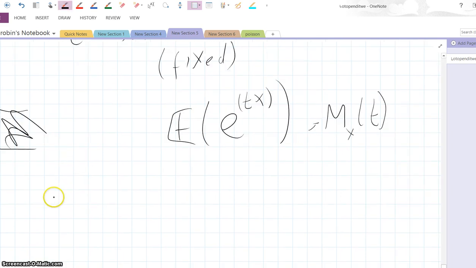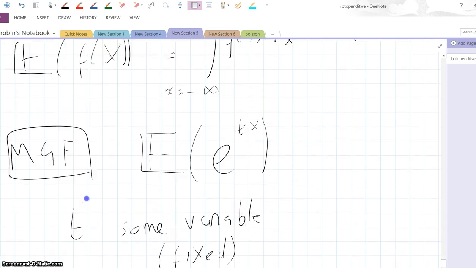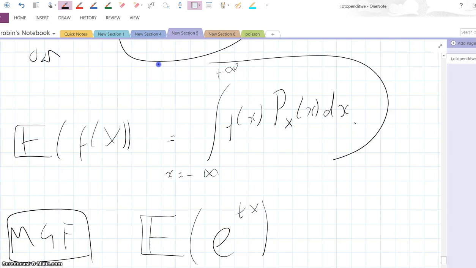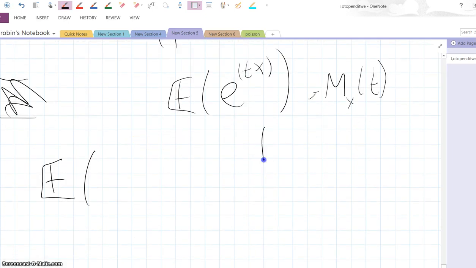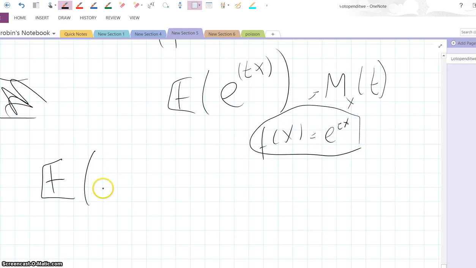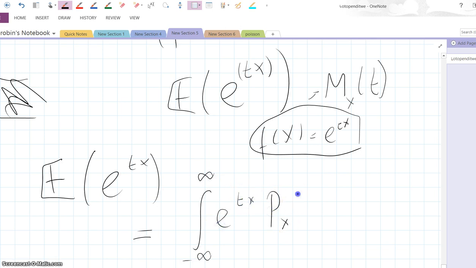We know the formula for it now. From this formula here, we just bung in f of x equals e to the tx. That's the function we're going to use. So the expected value of e to the tx is equal to the integral from minus infinity to infinity of e to the tx p sub x of x dx. And we know all these things.